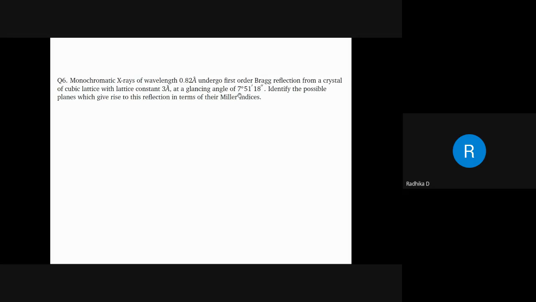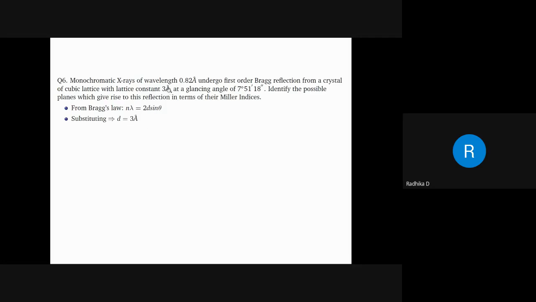So if I have lambda, n and theta, I can find D. How do I do that? I use Bragg's law: n lambda is equal to 2d sine theta. So what happens in the next step? I substitute for lambda: n is equal to 1, lambda is equal to 0.82 angstrom, theta is equal to 7 degree, 51 minutes, 18 seconds. You do that sine theta, everything. You will get D as 3 angstrom. Okay.